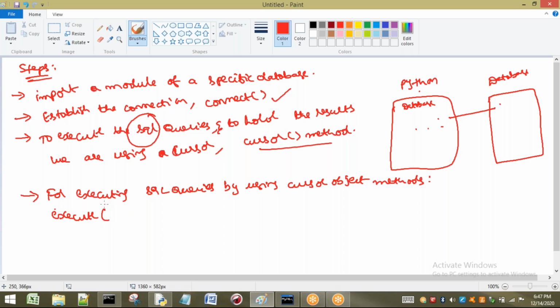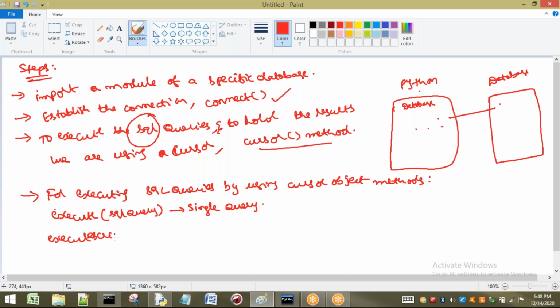That means I am telling the cursor to execute. What does it have to execute? Some SQL query. So I only have to write some query here that will be executed by your cursor. That means for execute, I can write only a single query.